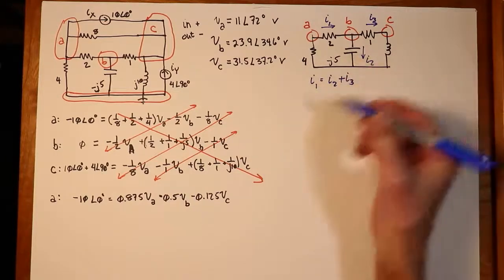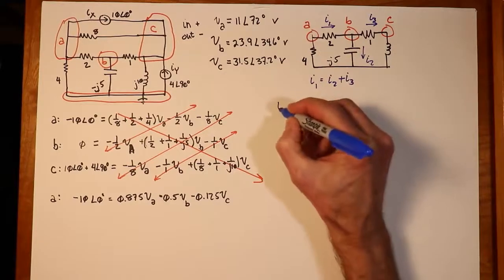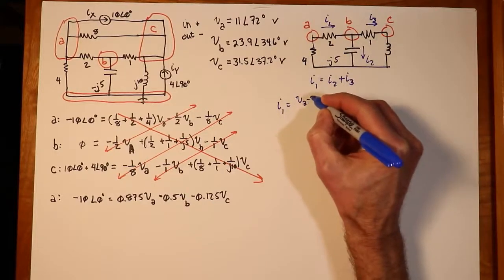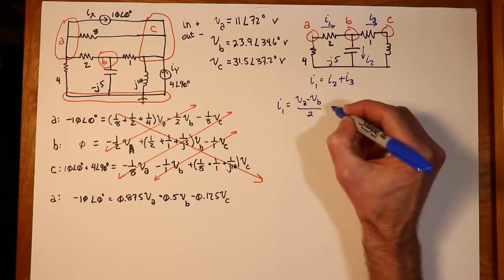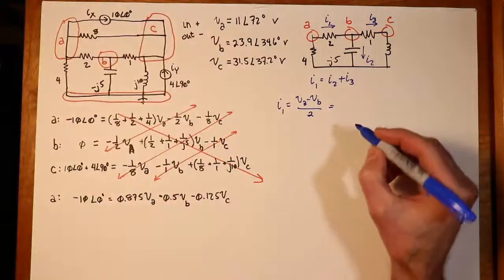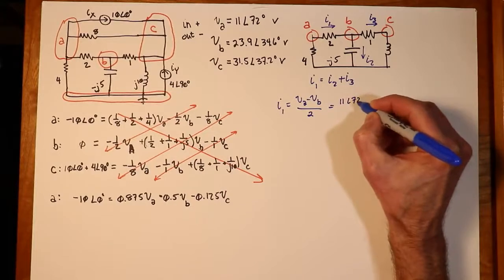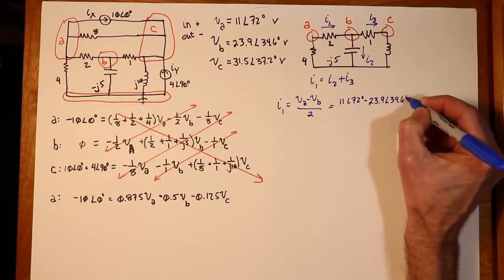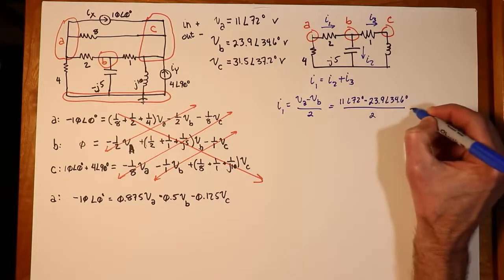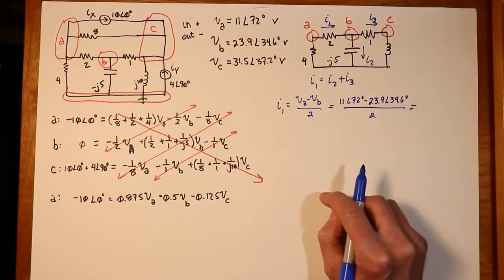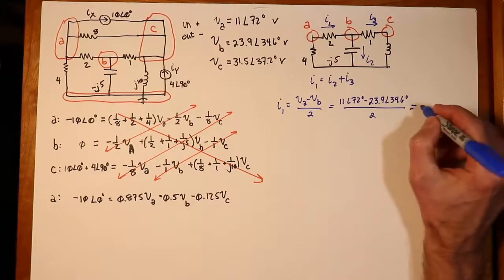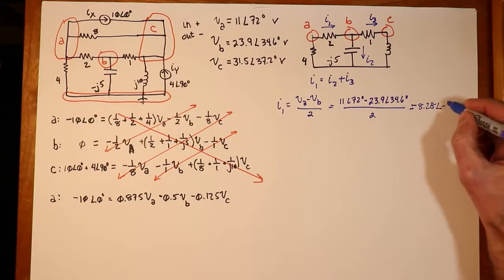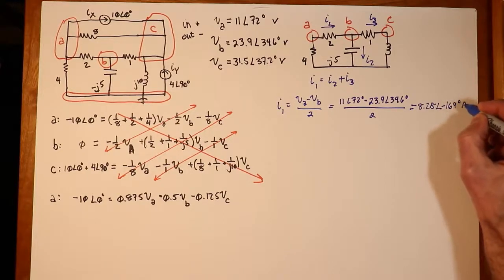Now, how do I define I1? We just said that a moment ago. I1 has to be VA minus VB divided by the 2 ohm. We're going to check these VA and VB values. So we put in 11 at 72 degrees, we subtract 23.9 at 34.6 degrees, and we divide that by 2 ohms. What do we come up with? Well, we come up with 8.28 at an angle of negative 169 degrees. That's in amps.